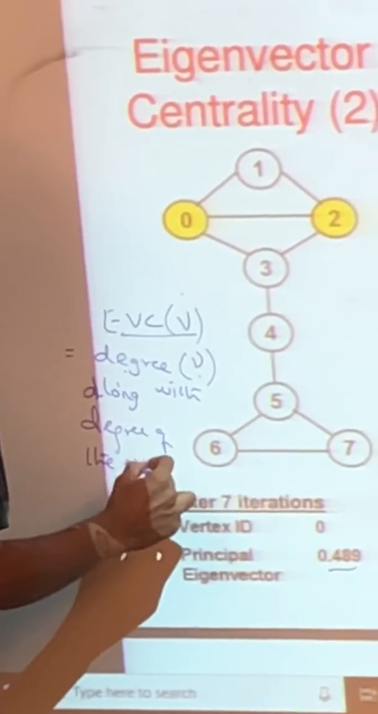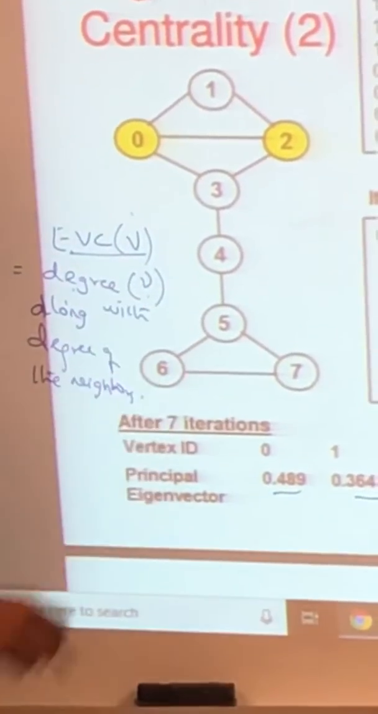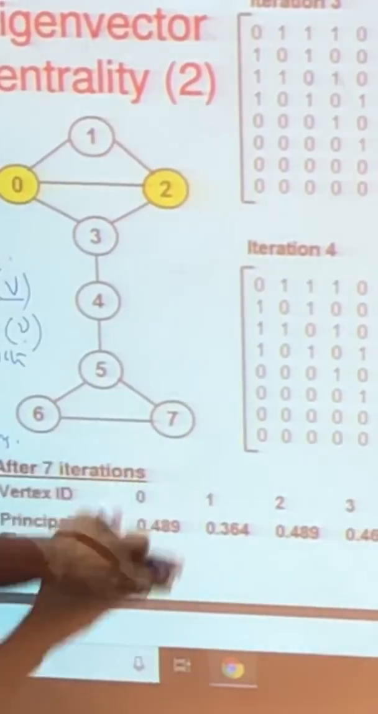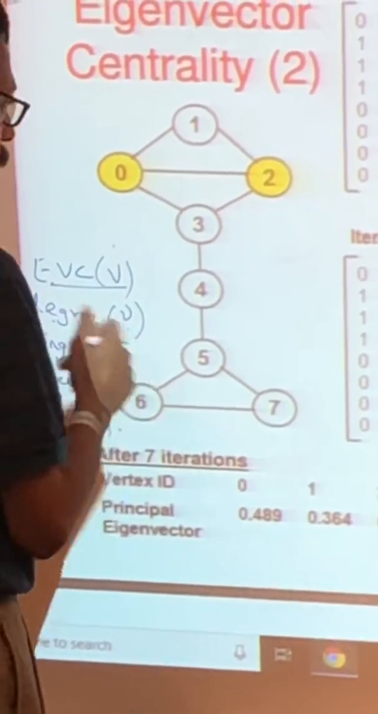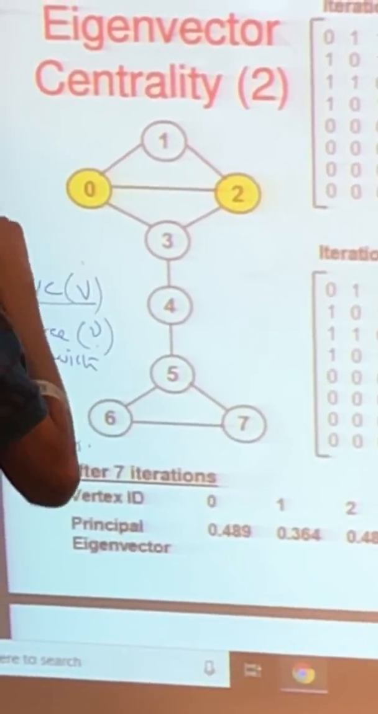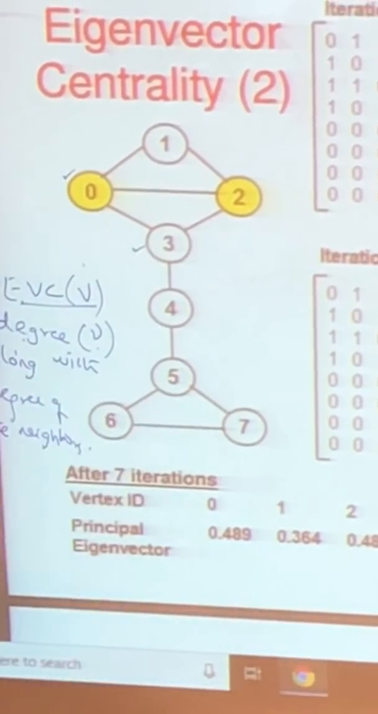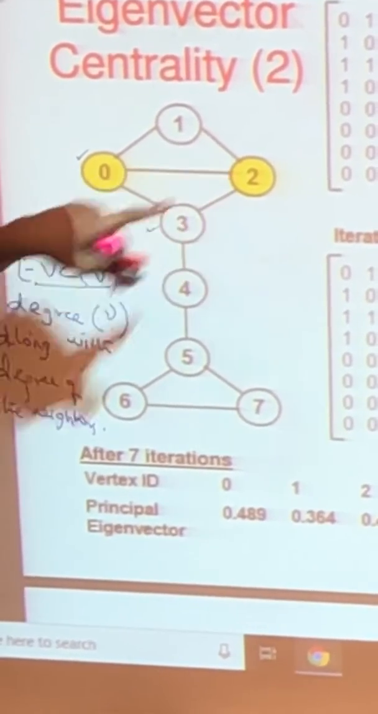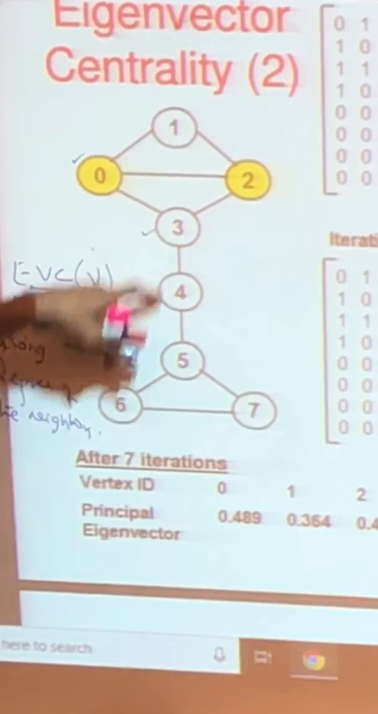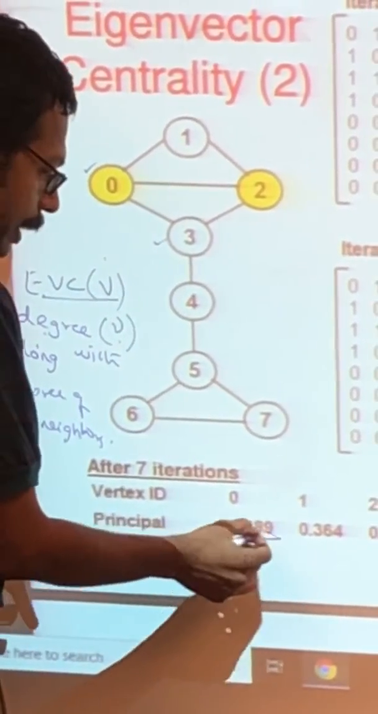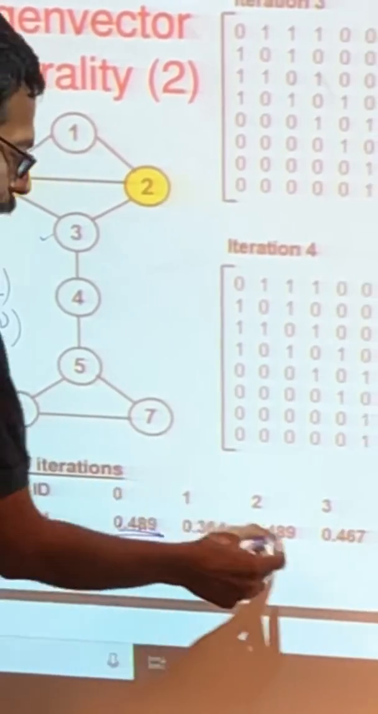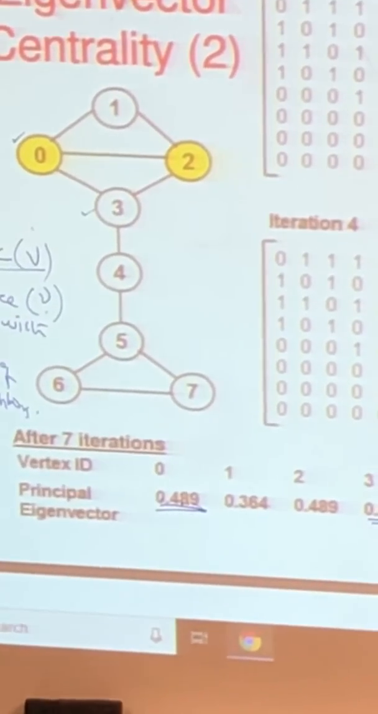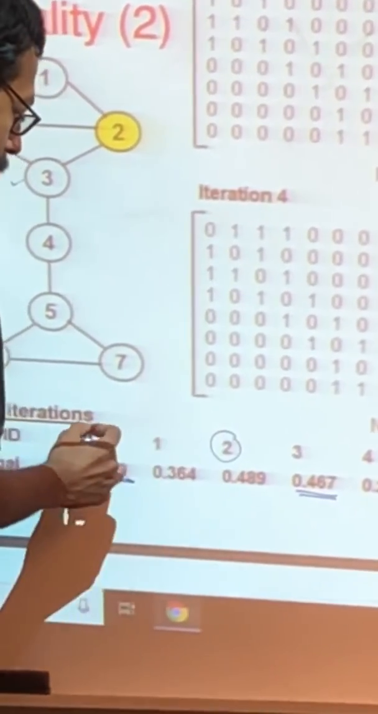So now let us consider 0 and 3. So 0 has 3 neighbors, vertex 3 also has 3 neighbors. But if you look at the eigenvector centrality for these, 0 is 0.489, for vertex 3 is 0.467. There's a slight difference between the two. Whereas vertex 2 has the same value as 0.